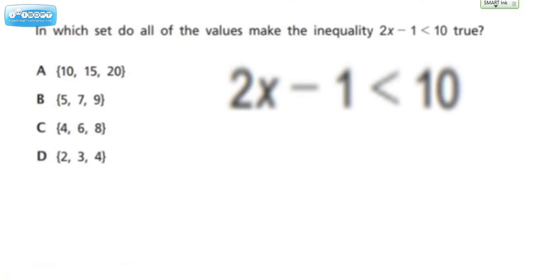We're taking a look at a question that's a little tricky just because it's a two-step inequality. In which set do all of the values make the inequality 2x minus 1 less than 10 true? And they give us all this.